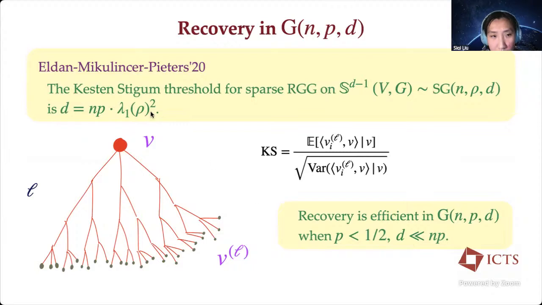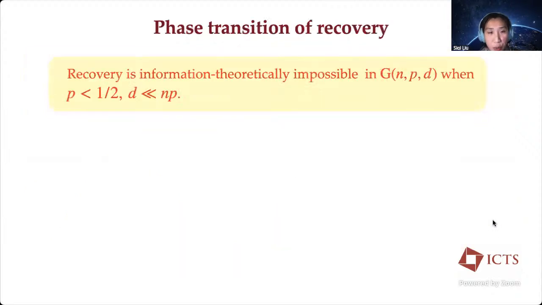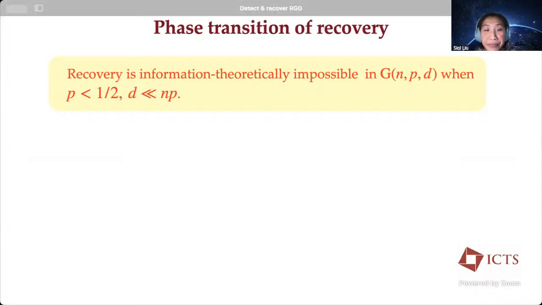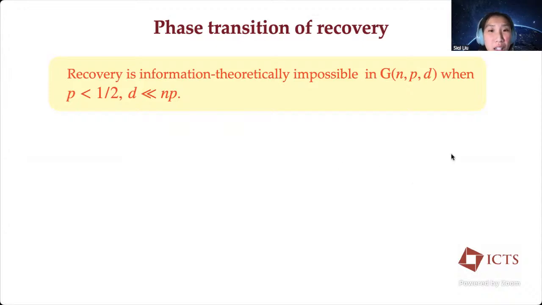So this is the recovery side of the question. Indeed, I think it confirms the KS intuition here. Also I learned that recovery is information-theoretically impossible when d is, sorry, my bad, when d is much bigger than np. This is not smaller, this is wrong. It's much bigger than np. So essentially, we know a tight threshold for recovery already. On the recovery side, the story is more complete.